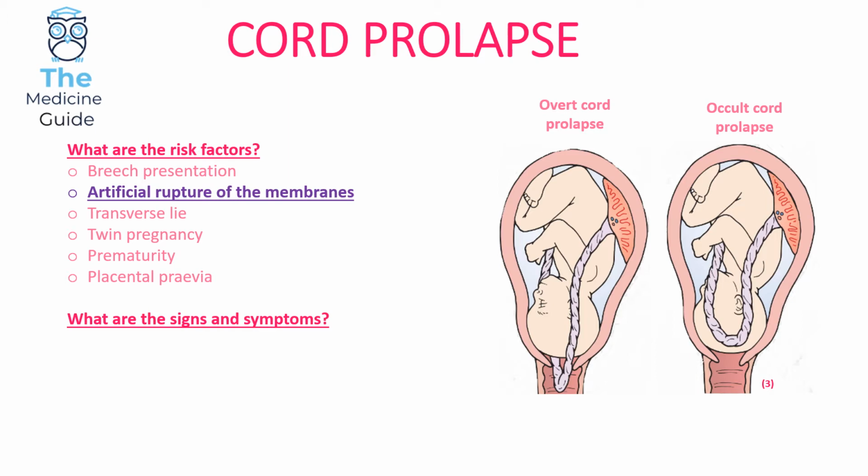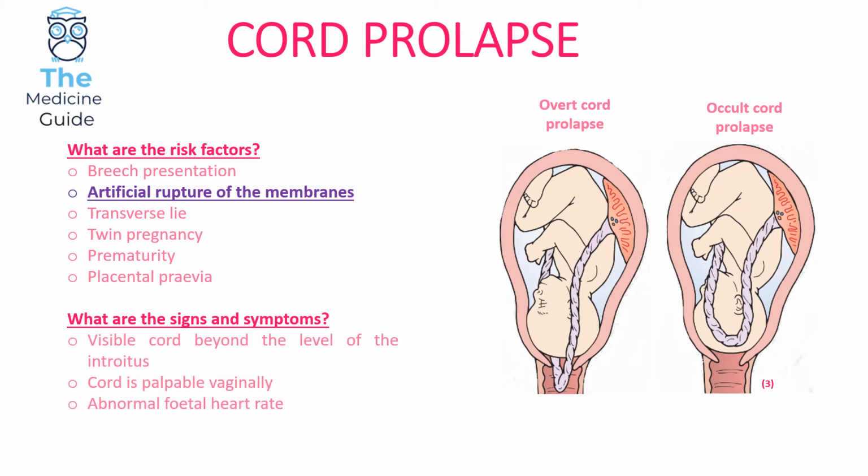Now I've highlighted artificial rupture of the membranes in purple and I've underlined it because classically in SBAs it will involve a scenario where a woman has had an artificial rupture of the membranes and then a complication such as a cord prolapse will occur. So it's really important to keep in the back of your mind that a major risk factor for cord prolapse is artificial rupture of the membranes, and this tends to be a very typical SBA scenario that crops up in exams.